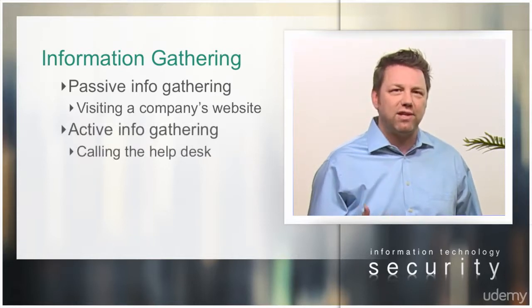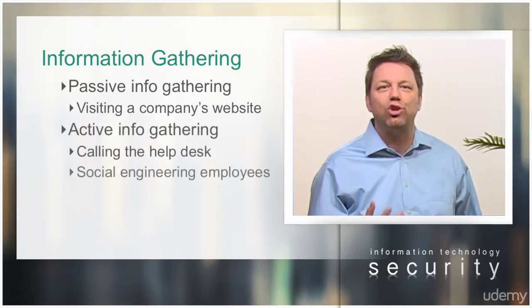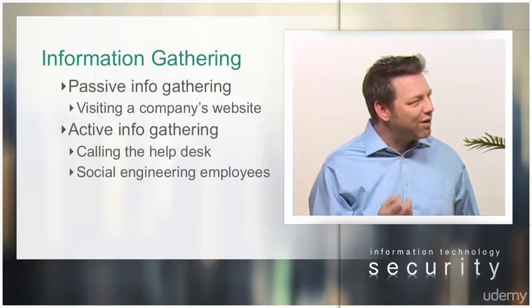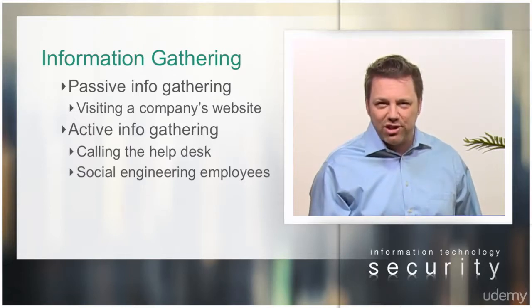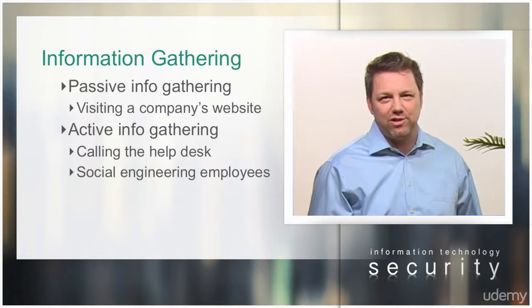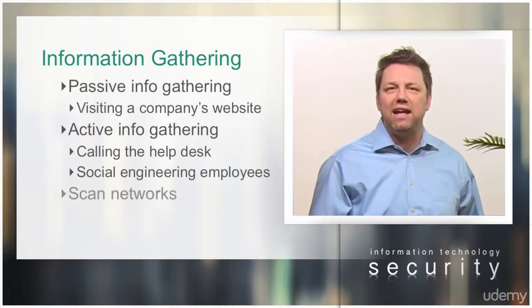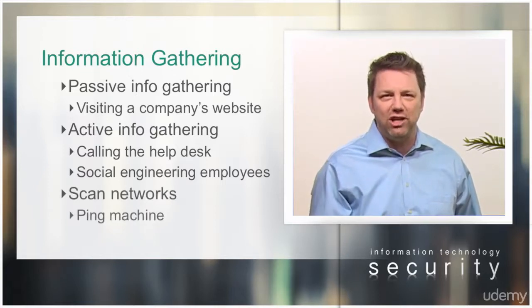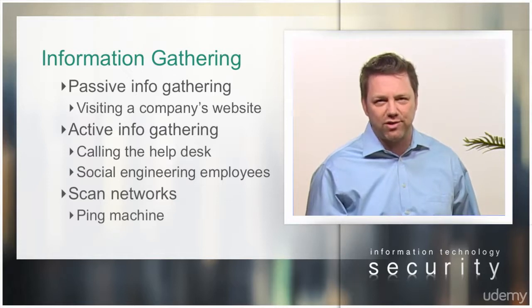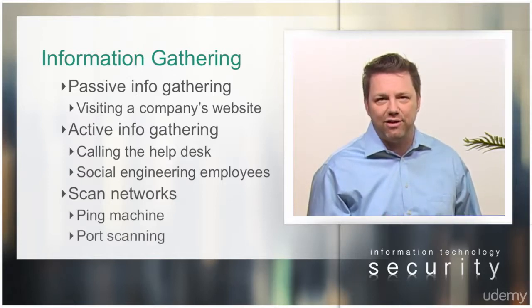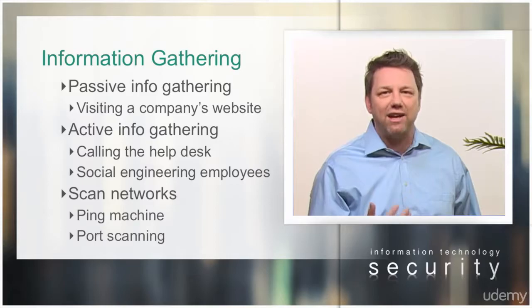Then we might call the help desk to get some more information and attempt to social engineer employees to get privileged information. These two situations are active information gathering. And when it comes to the scanning of networks, you will have to ping machines to try to figure out the network ranges. You can also port scan individual systems to understand the status of ports and really to figure out if there are any vulnerabilities at all.